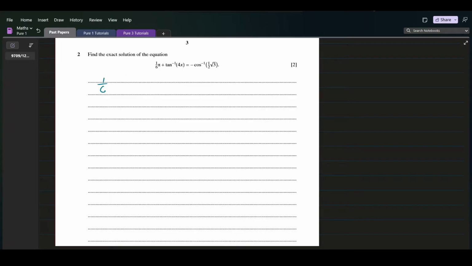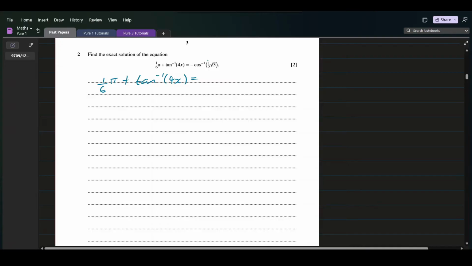Okay, so let's evaluate what negative arccos of half root 3 is. If we punch in negative arccos of half root 3, make sure that you are in radians. That gives us negative 1/6 π.